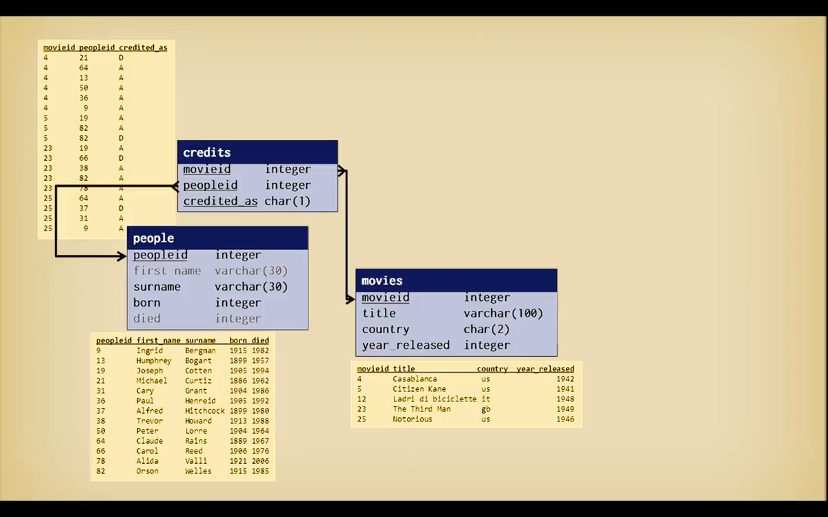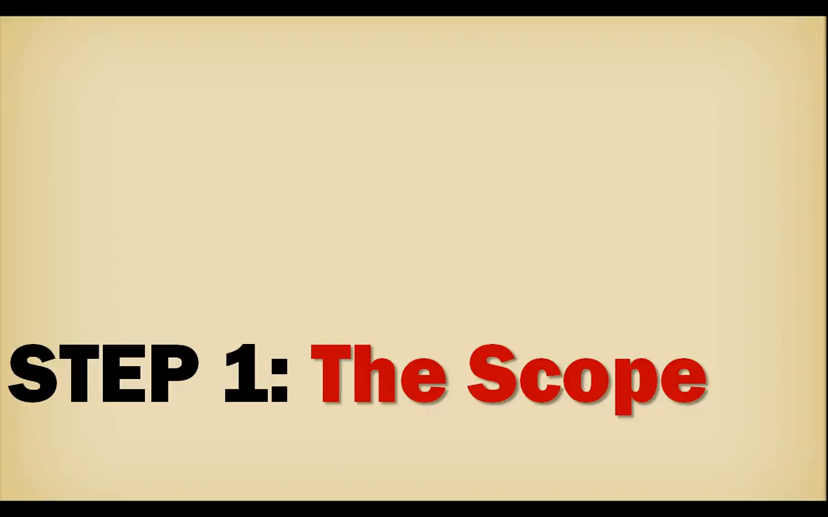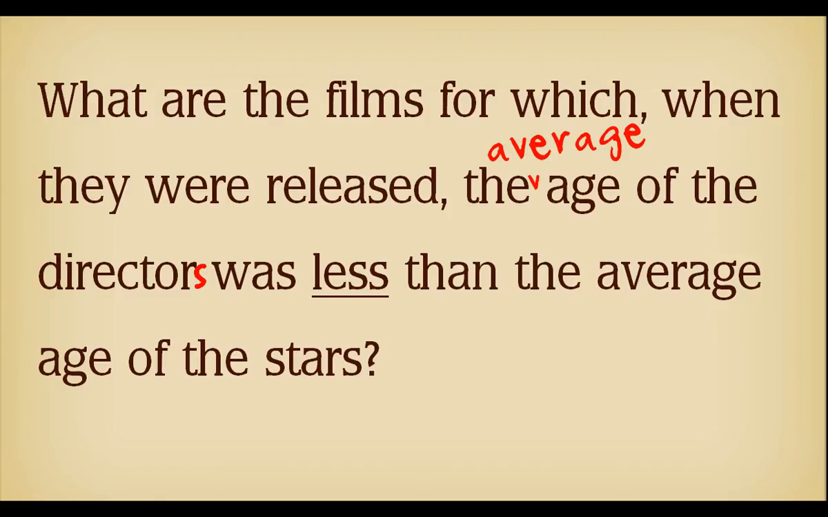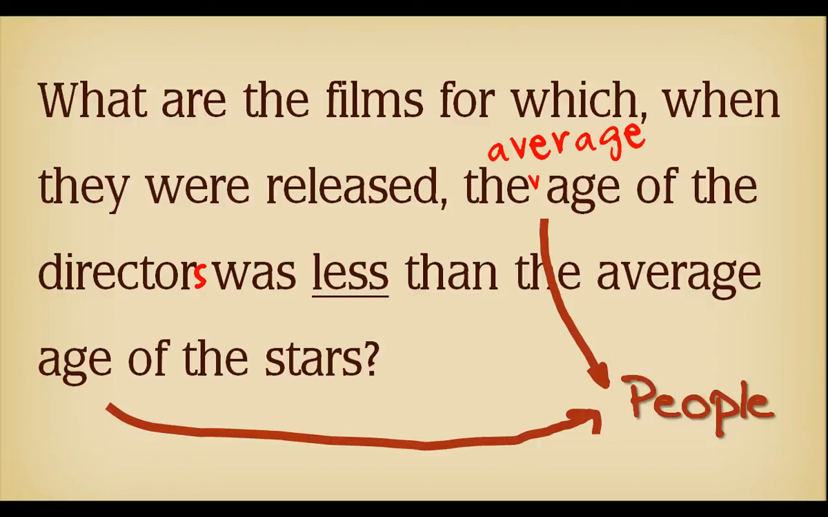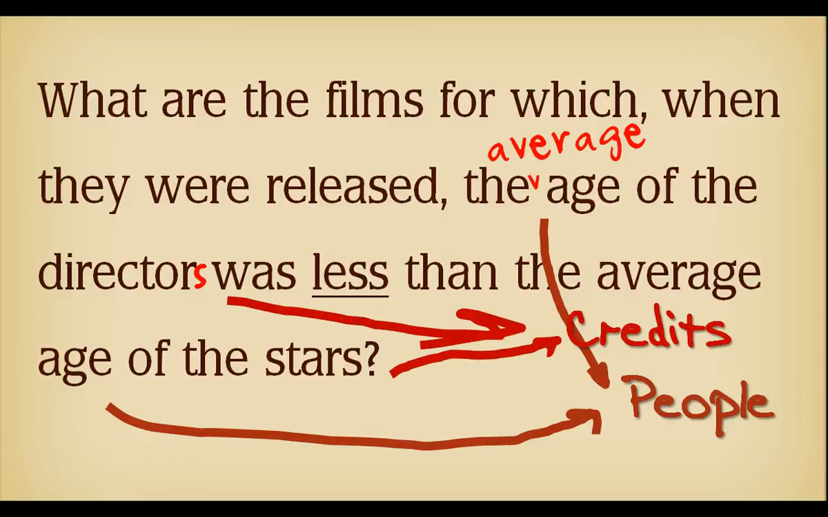The first step when you write a query is to precisely define the scope and identify where you will find each piece of data. Age is actually birth year, and that comes from table people. Whether people are stars or directors comes from table credits, which is the only one to tell us who did what in which film. And since we want a list of films, we'll obviously need movies at some point, but it's not needed at an early stage.